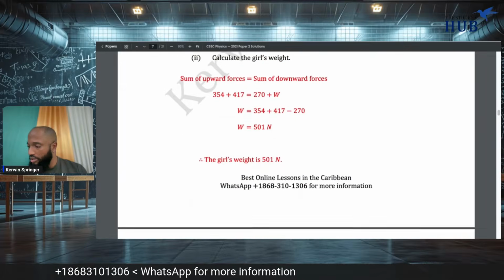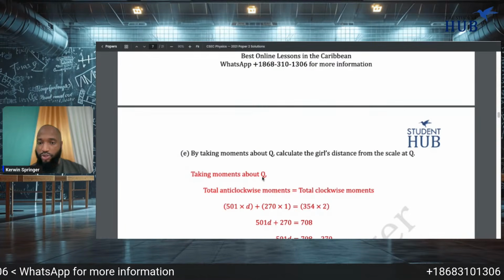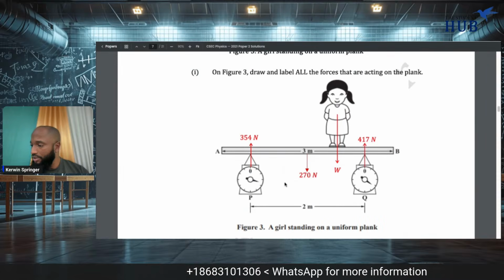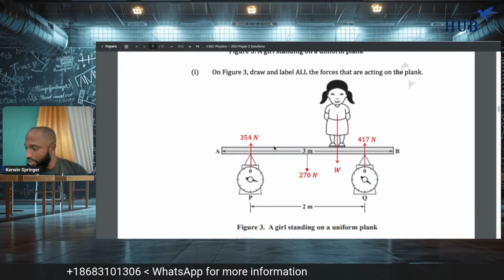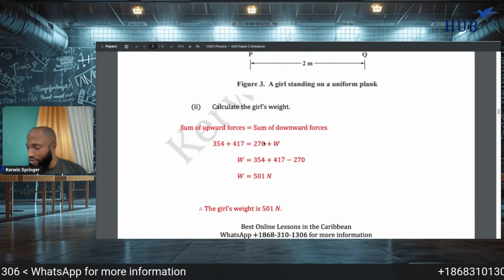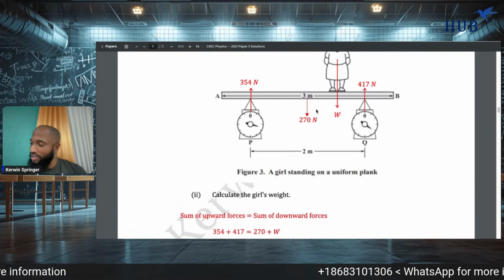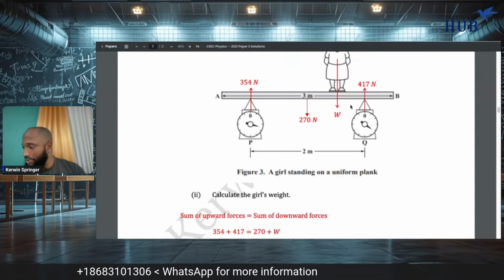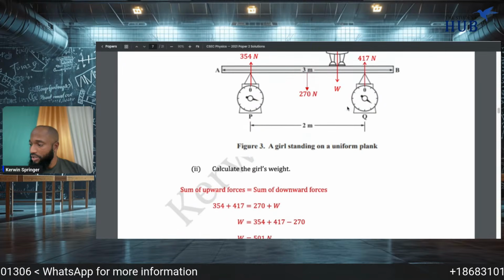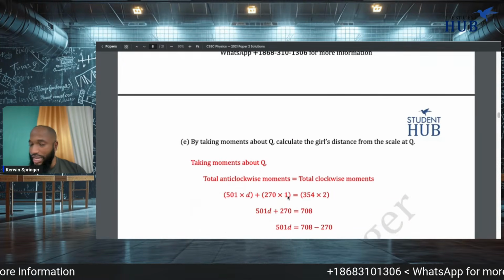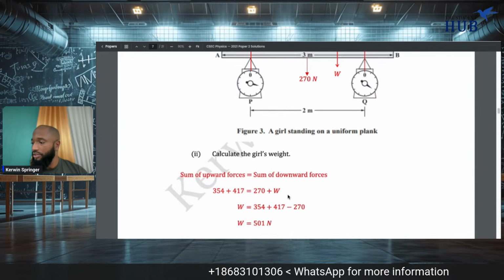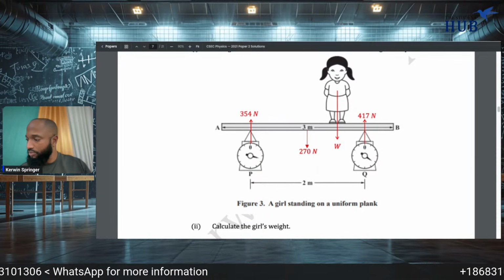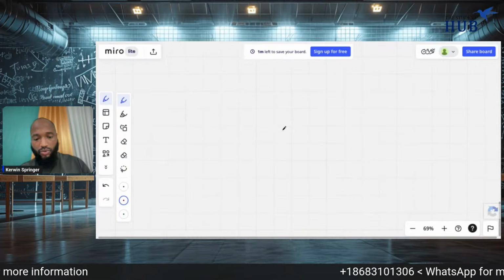All right, so let's see how it will look. So taking moments about point Q. Watch this. 501 times D. I have no idea where that is from. Let's go check. Oh, that's the W. Yes, 501. This 501 times D, that's the distance you're trying to find, plus 270 times 1. You see the 1 there, Ariana? I think a lot of people overthinking this question. Why are you all not just mashing it up? Watch what's happening here.